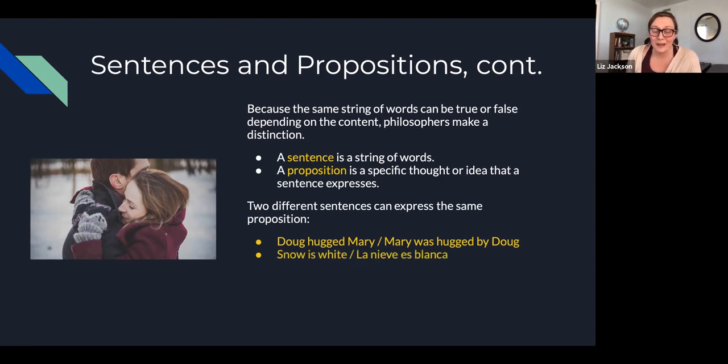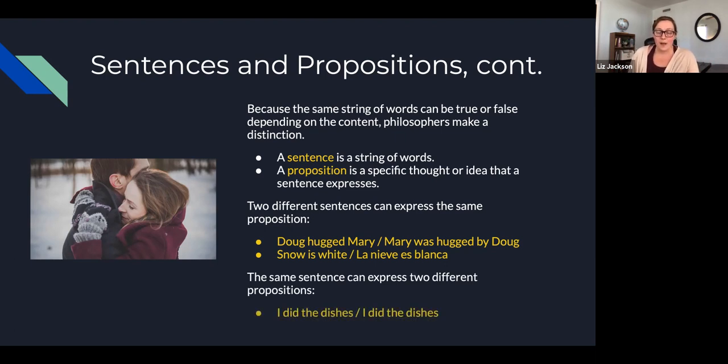And maybe even a more clear example is you can actually express the same proposition in two different languages. So, snow is white, and then Google Translate very helpfully translated that into Spanish for us. So the sentence "snow is white" expressed in Spanish is a different string of words than the sentence "snow is white." But they express the same idea or thought, which is that snow is white. And the same sentence can express two different propositions. So this is our Bob and John example. They both say the same sentence, I did the dishes, but they're expressing a different thought or idea by that sentence.